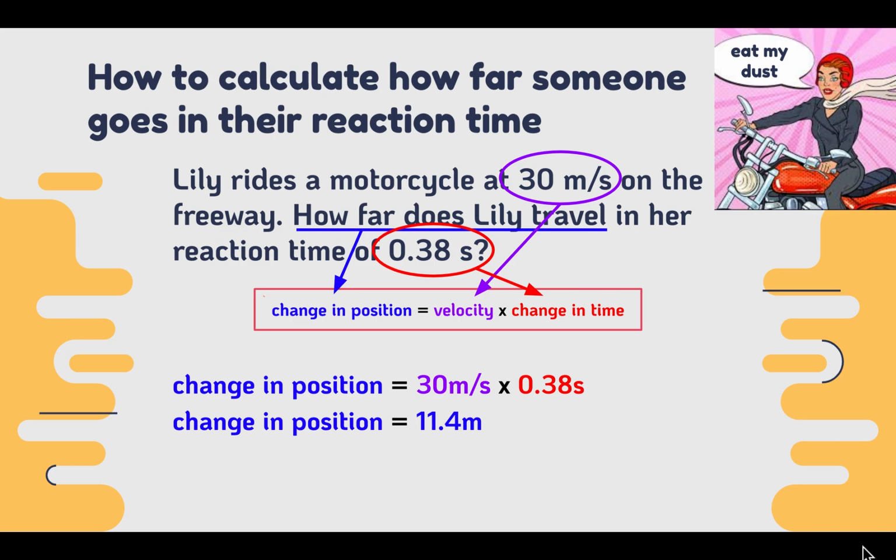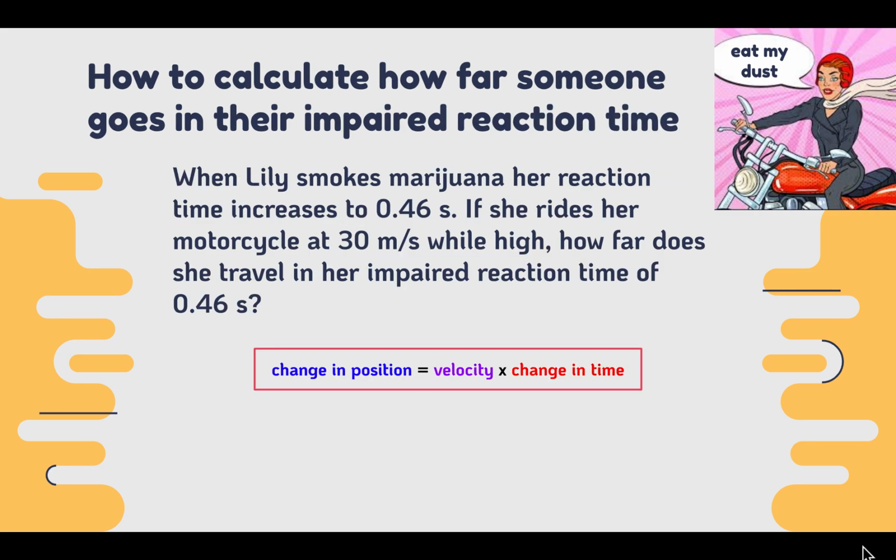I also wanted to show you how to calculate how far someone goes in their impaired reaction time. So there are lots of things that can make your reaction time slower, and I wanted to show that here. When Lily smokes marijuana, her reaction time increases to 0.46 seconds. If she rides her motorcycle at 30 meters per second while high, how far does she travel in her impaired reaction time of 0.46 seconds?